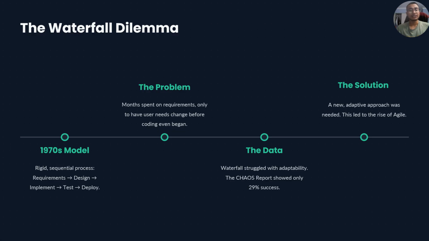This changing of requirements created frustration among team members. Thus, there was a need for an approach that could adapt to changing requirements. So the solution is to implement Agile, and there comes Agile to the rescue.